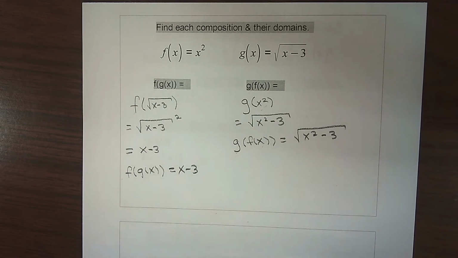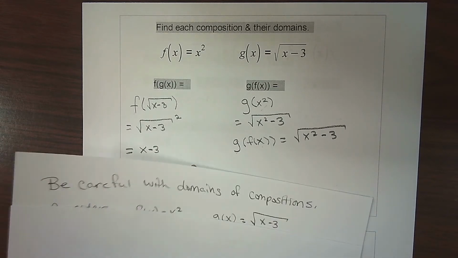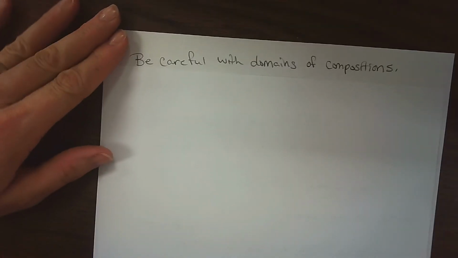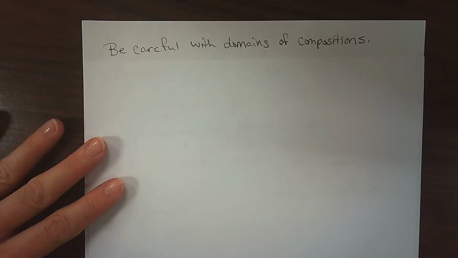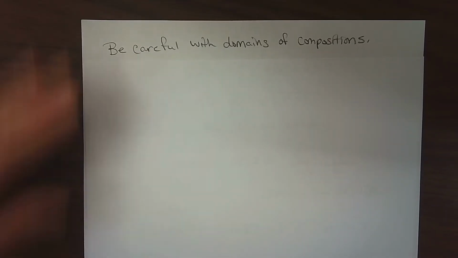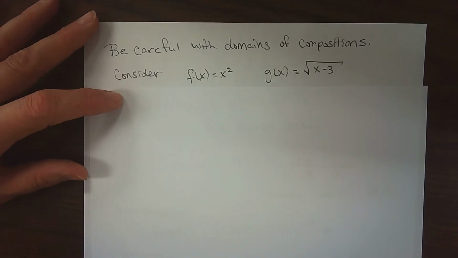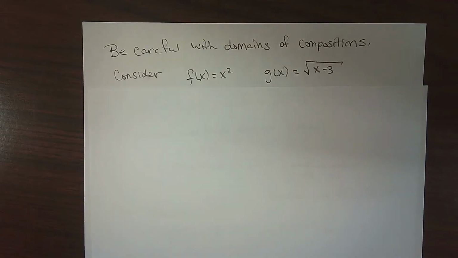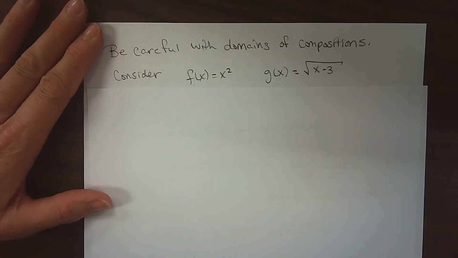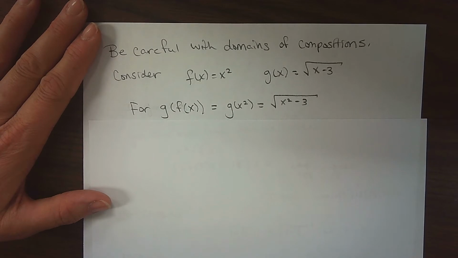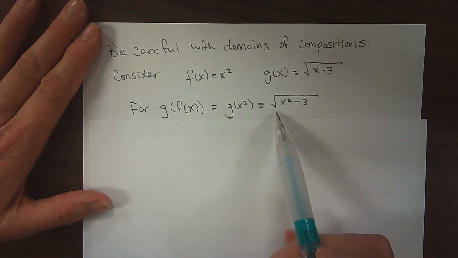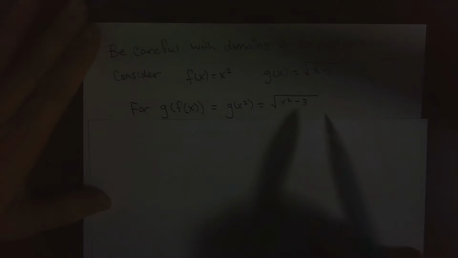Okay, now let's talk about the domain a little bit here. I've pre-written something out because I want you folks to be able to consider a few things about domain. Okay, so let's be careful when we're trying to find domains of compositions. All right, I want you to consider those two functions that we just looked at a moment ago, so our same f of x and g of x. And let's start out with the second one, g of f of x. We said that that was equal to the square root of x squared minus 3.